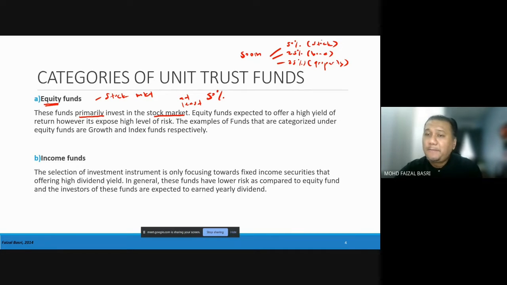So this is the distribution lah of the funds. So separuh dia invest dalam stock contohnya. Okay, can be higher juga. Right? So bila invest in stock market, obviously they exposed to the high level of risk. Okay, for those who want to invest in unit trust and try to gain as high profit as possible, high dividend as possible, go for equity funds. Okay, go for equity funds.